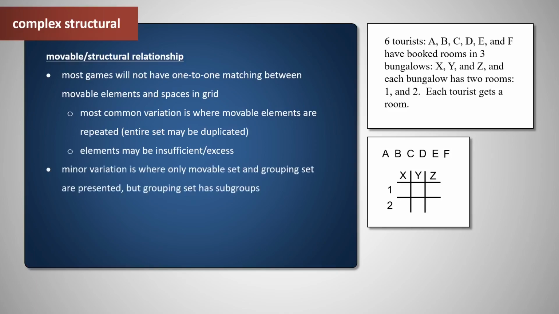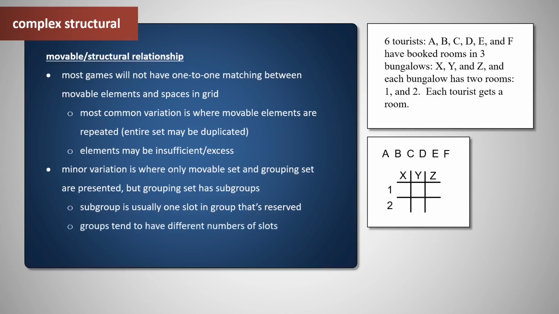Another variation, but a minor variation, is where only the movable set and grouping set are presented, but the grouping set actually has subgroups. So that's something you want to be on the lookout for as well. The subgroup is usually one slot in the group that's reserved for one of the particular elements from the movable set. So it seems like it's just two sets, movable and structural, but there's a part of the structural which you can think of as a subgroup. We'll cover that in the exercise as well. And in those situations, the groups tend to have different numbers of slots.